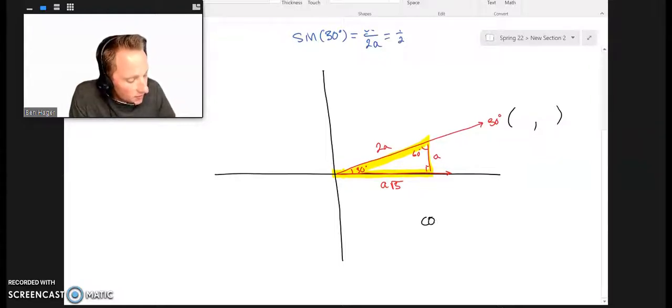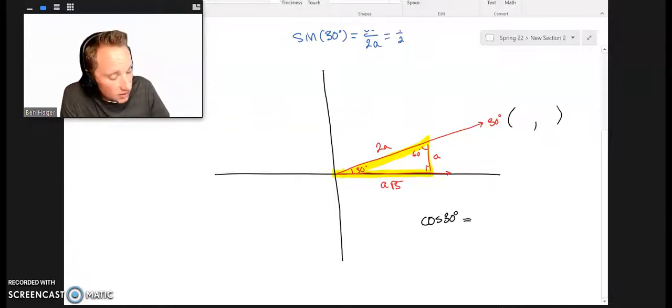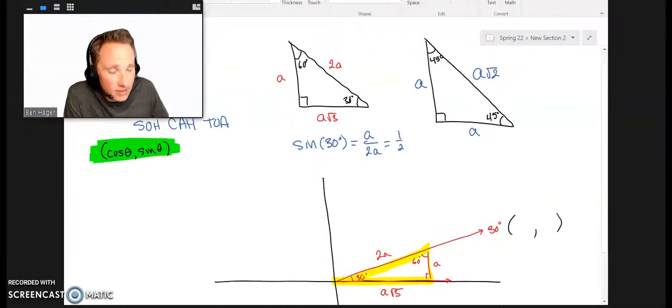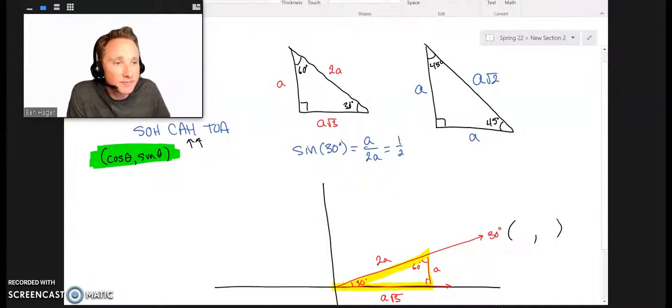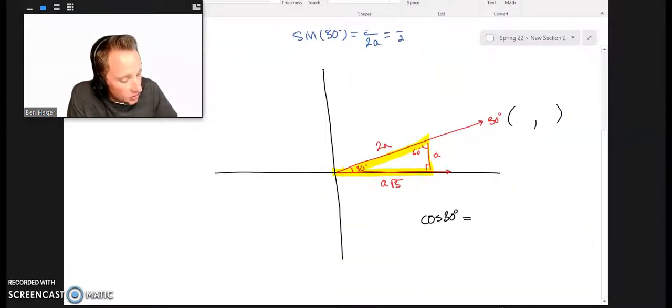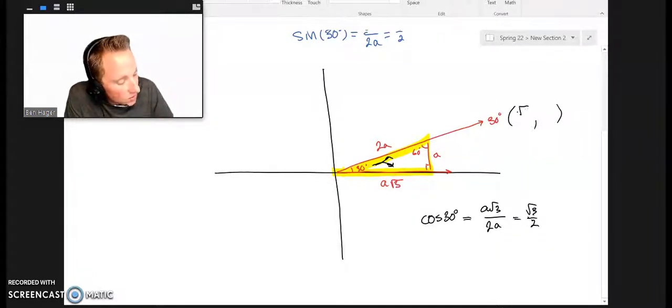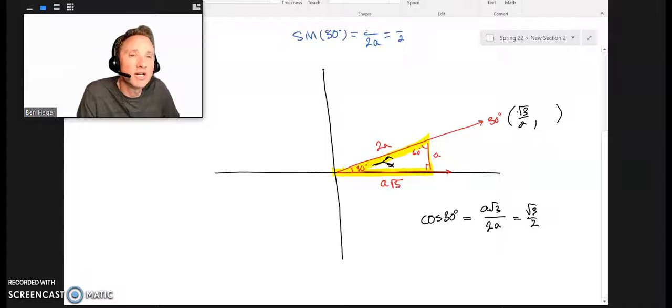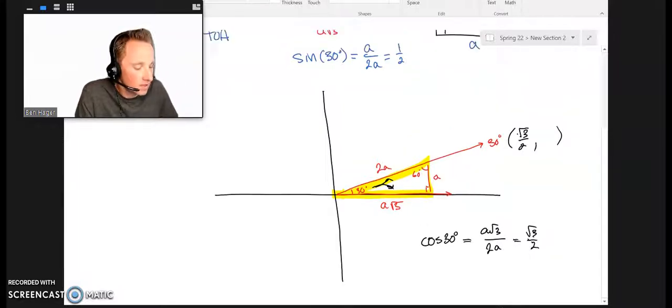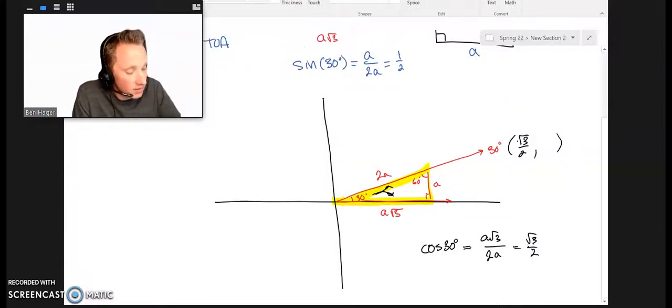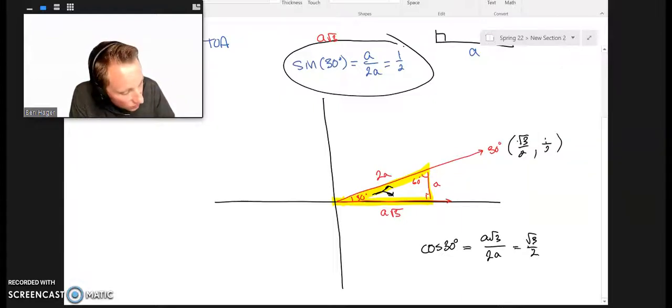Cosine of 30 degrees is supposed to be adjacent over hypotenuse, right? So let's figure that out. Adjacent to 30 would be a radical 3 over the hypotenuse of that triangle, which is 2a. The a's are going to cancel and you get radical 3 over 2. That's the cosine of 30 degrees. And sine of 30 degrees we actually did right up here, right? So I've already got that. That sine is 1/2.